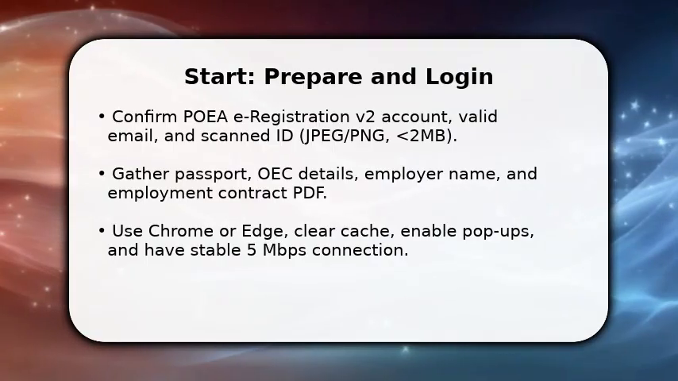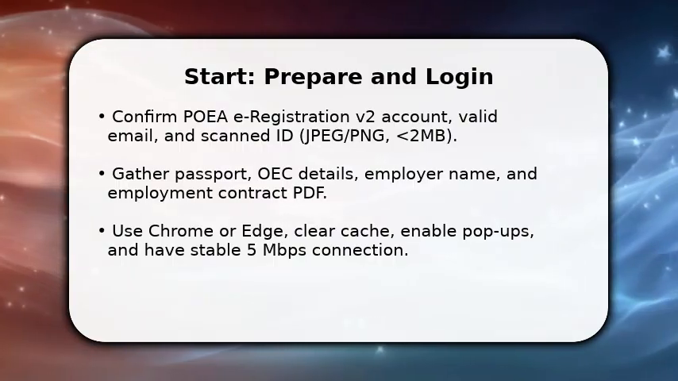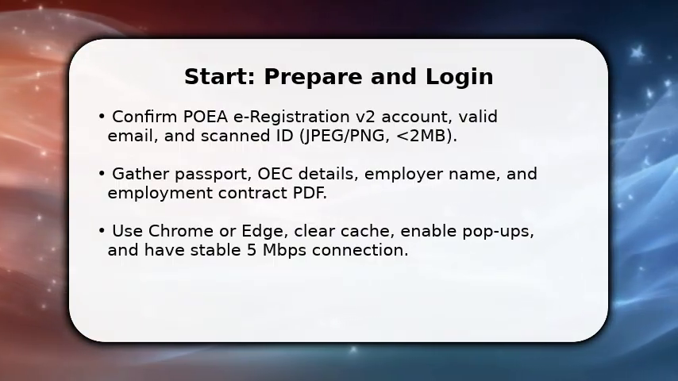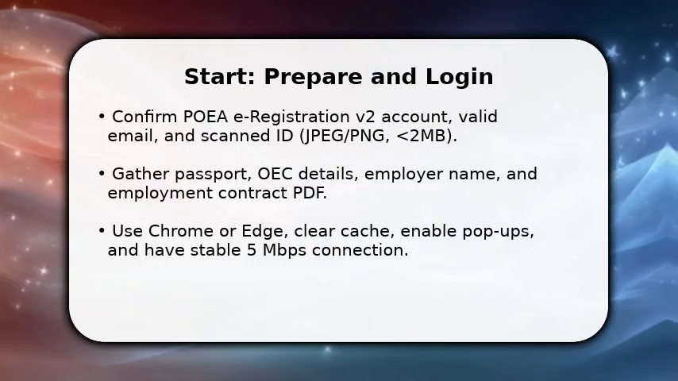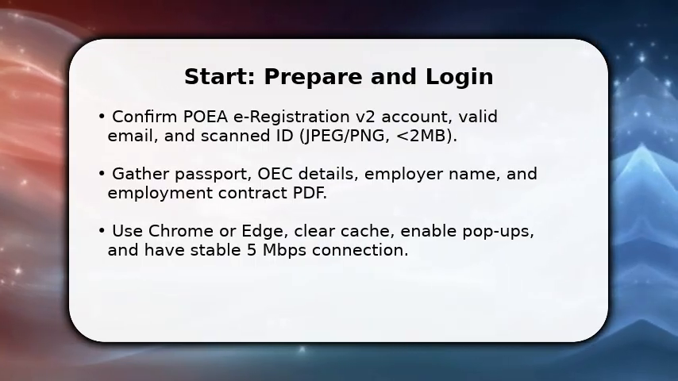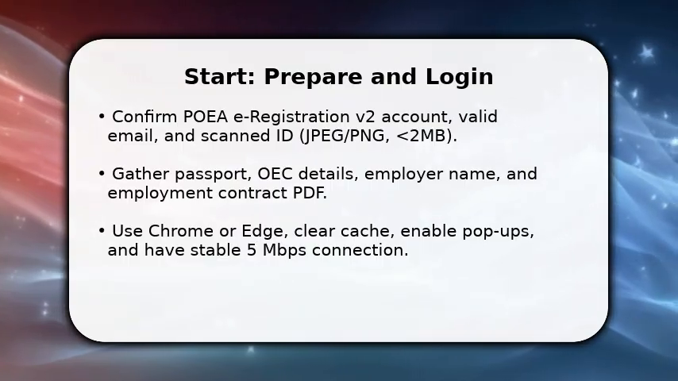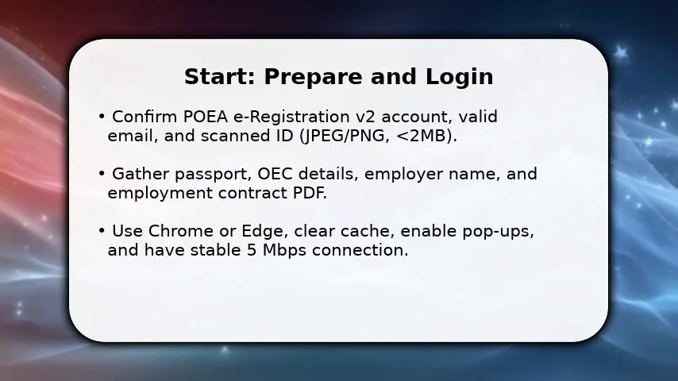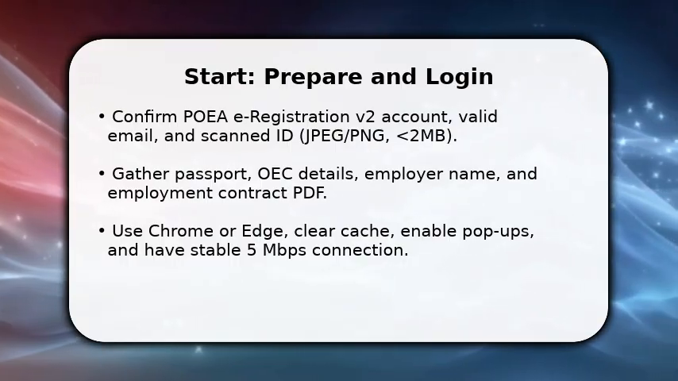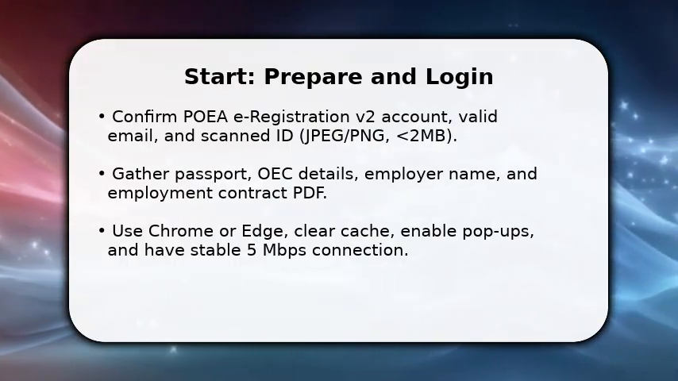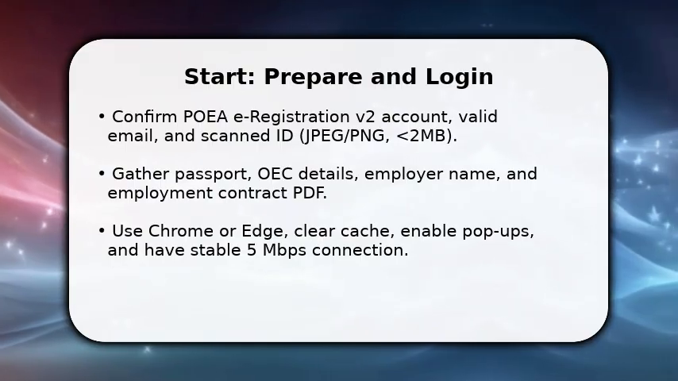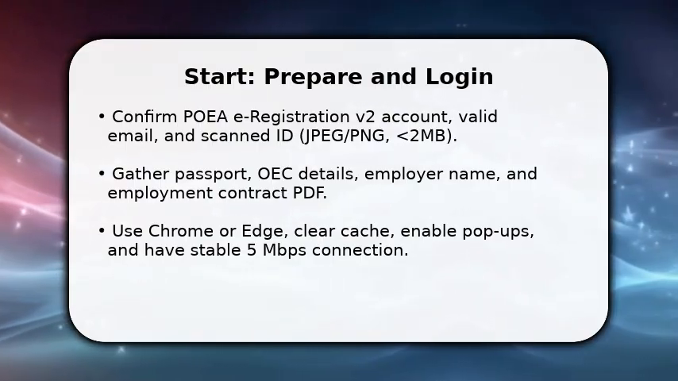You begin by signing in to POEA e-registration V2 with the account credentials you set up. Enter your verified email and use two-factor if prompted. Once logged in, upload a clear photo ID and passport scan to match your profile, because mismatched files cause rejections. Make sure you use Chrome or Edge, clear cache, and enable pop-ups. This prevents form submission errors.